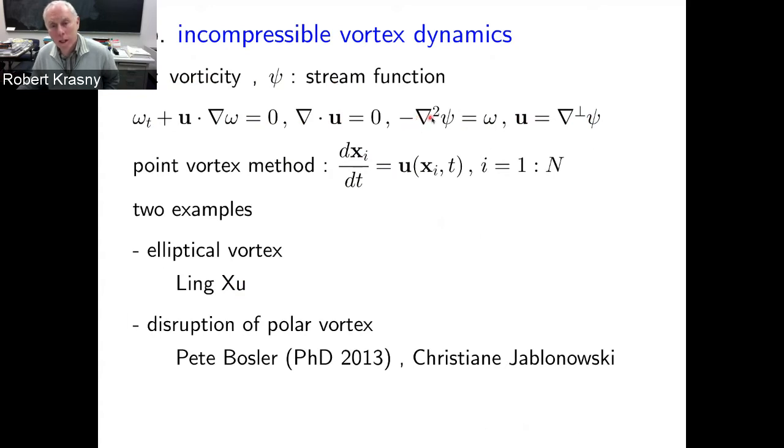So, when I see a Poisson equation, here is how I like to solve it. We solve it with the Green's function, and then we differentiate to get the velocity. So the velocity is given as an integral. It's the Biot-Savart integral. And it's discretized, and then we use a point vortex method where the point vortices are advected by their self-induced velocity. I'll show you two examples. First, an elliptical vortex that Ling Xu computed, and then disruption of the polar vortex. Pete Bosler was another AIM PhD who was co-advised by Christiane Jablonowski.